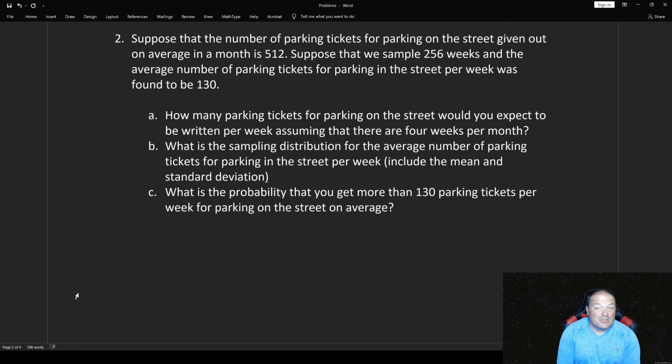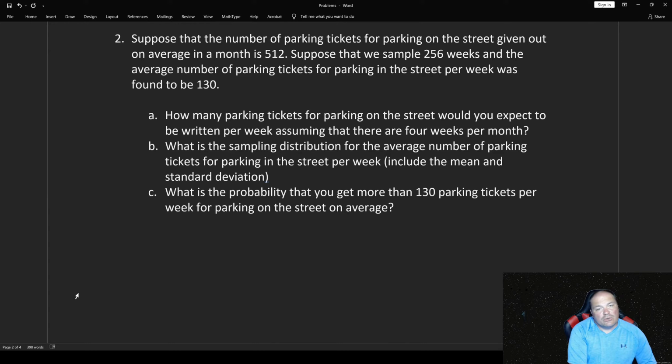Suppose that we sample 256 weeks, and the average number of parking tickets for parking in the street per week is found to be 130. So think about the situation that we have. It's thought, or it's known, that on average we get 512 parking tickets per month. So that would be what we would consider the true parameter value for the mean, which is 512.